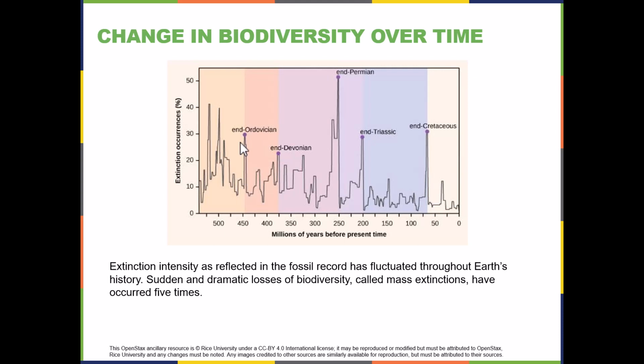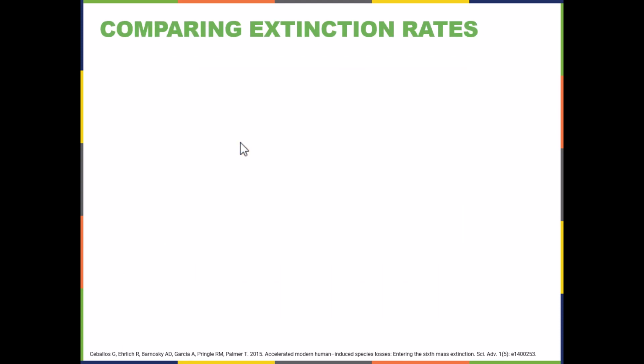So we call these mass extinctions. And we've seen 5 of these mass extinctions throughout Earth's history, and we can tell this from the fossil record. And it would appear that we are currently in a 6th major extinction event when we look at extinction rates today. So let's compare the extinction rate today compared to what we call background extinction.